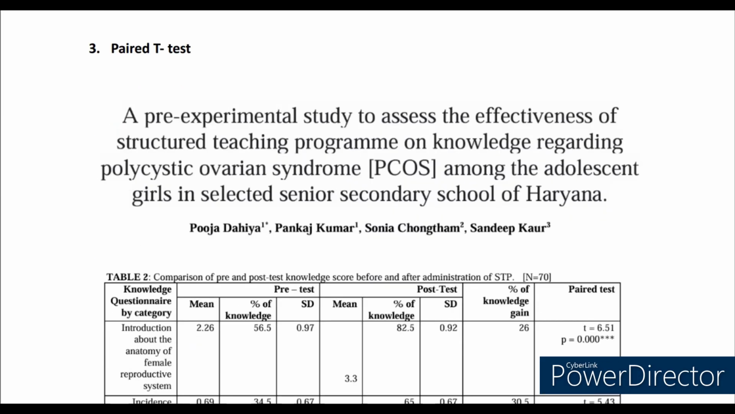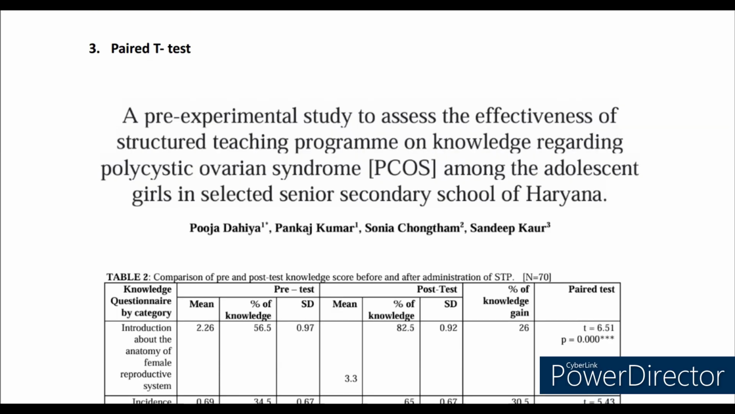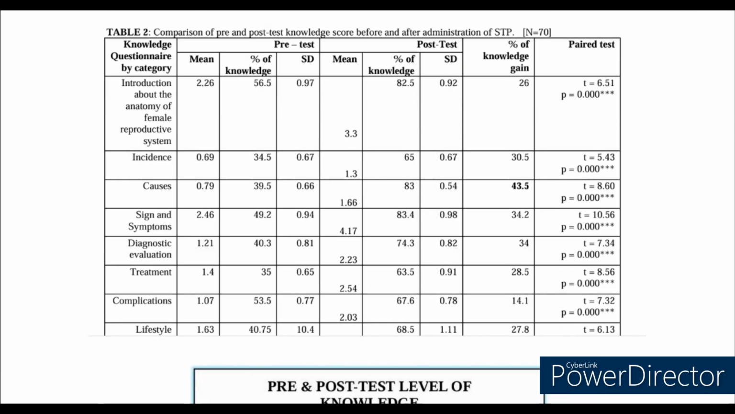And now coming to paired t-test, and we already know it is between before or after an intervention. So the title is a pre-experimental study to assess the effectiveness of structured teaching program on knowledge regarding polycystic ovarian syndrome among the adolescent girls in selected senior secondary school of Haryana. So it is basically after and before the teaching program, right? So now if you can look at the table, so clearly you can see the paired t-test p-values on the right side. So the p-values we can see 0.000. It's almost significant in all the cases, okay?